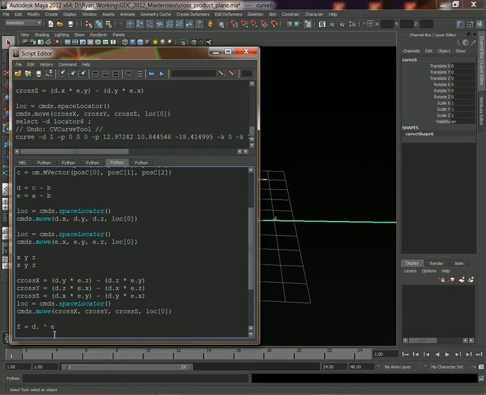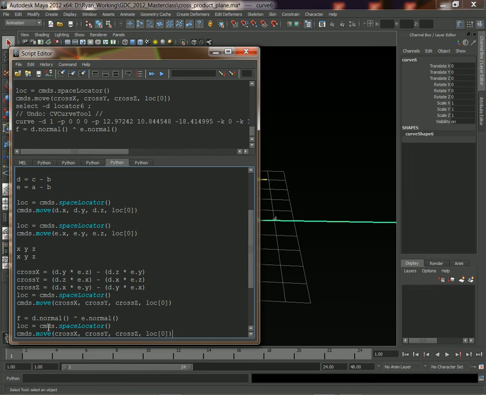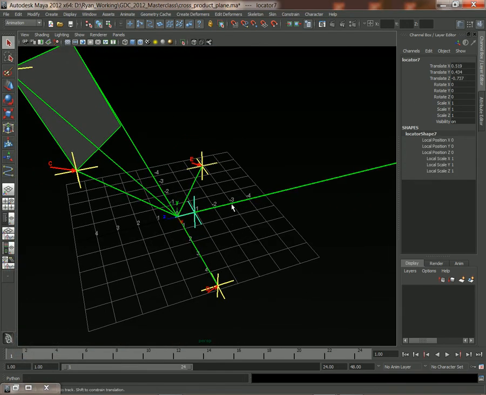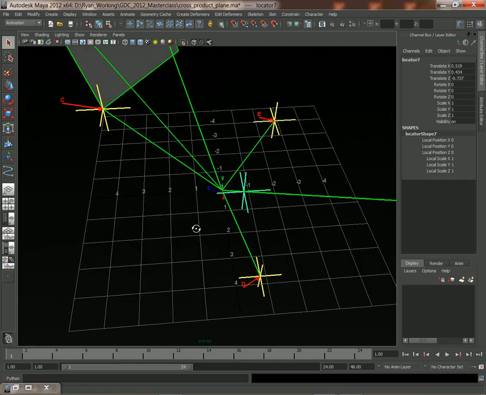I can also say d.normal, then e.normal. So now I got the unit vectors of those two. And I'll create another locator to represent where that is. So f.x, f.y, and f.z. And that gives us this unit length vector right here, which is the cross product of these two vectors.